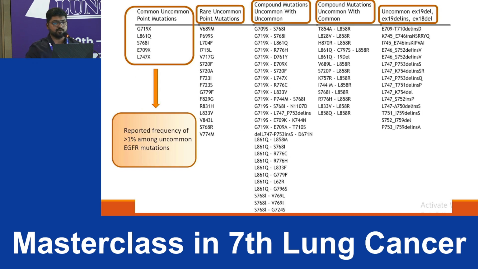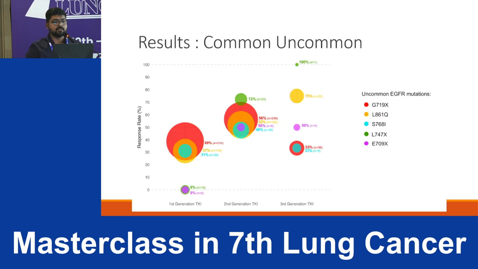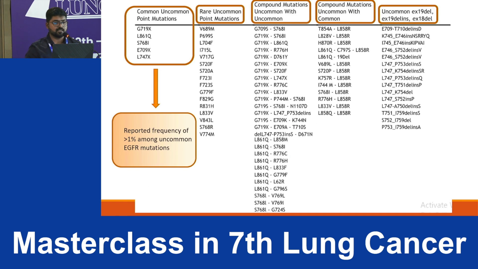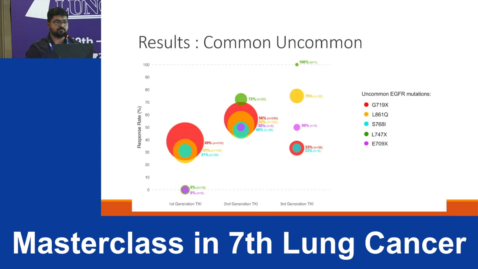These are the mutations we have seen previously. They are classified into these 5 subgroups. This is the result of the common uncommon group: that is G719X, L861Q, S768I, E709X, and L747X.